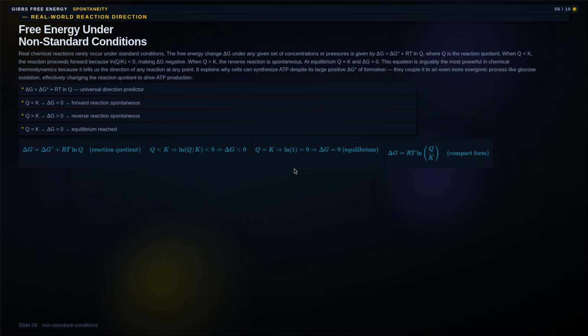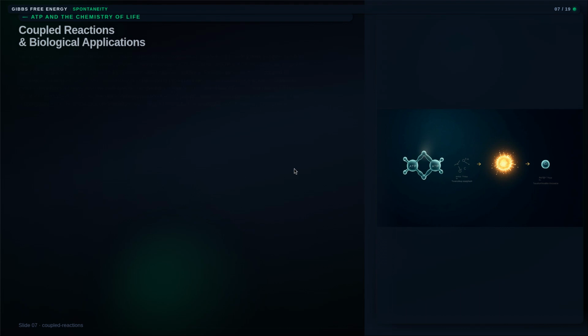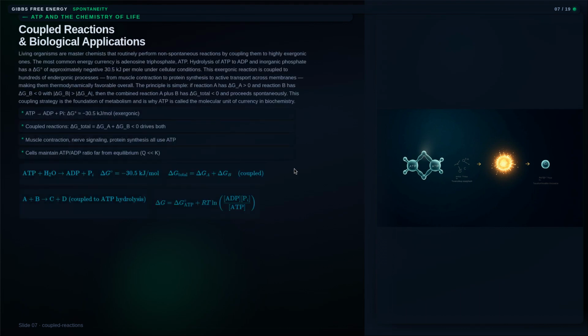They couple it to an even more exergonic process like glucose oxidation, effectively changing the reaction quotient to drive ATP production. Living organisms are master chemists that routinely perform non-spontaneous reactions by coupling them to highly exergonic ones. The most common energy currency is adenosine triphosphate, ATP.